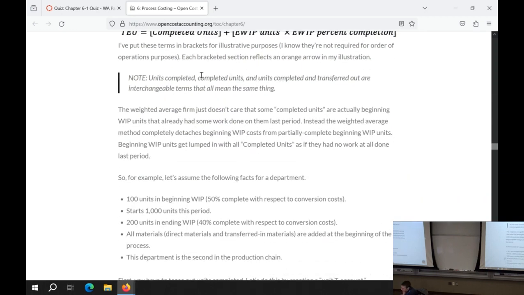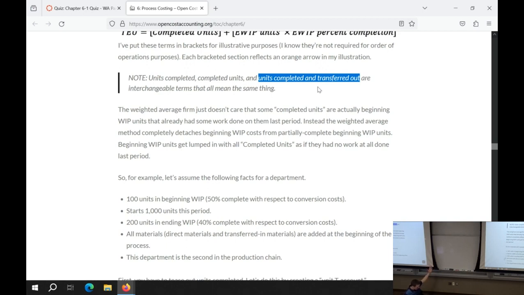I use these terms, units completed, completed units, and units completed and transferred out, interchangeably. One of the advantages of having the term "transferred out" in there is it also tells you kind of where in the T account it's going. It's going to be credited to this WIP account. A WIP account is an inventory account, an asset, so it's going to go up with the debit.